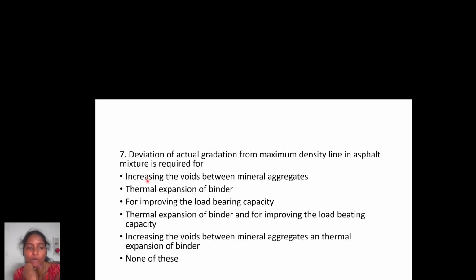Let us read the options once and see what is true. If we want to deviate from the maximum density line, is there any reason? Increasing the voids between the mineral aggregates, okay. Thermal expansion of binder, okay. For improving the load bearing capacity, increasing the voids between aggregates, and thermal expansion of binder. By now you could have understood. We wanted to increase the air voids between the mineral aggregates and also we wanted to allow thermal expansion of binder.